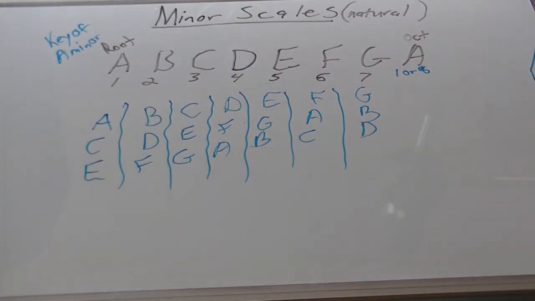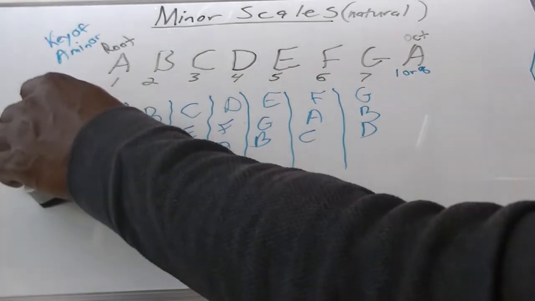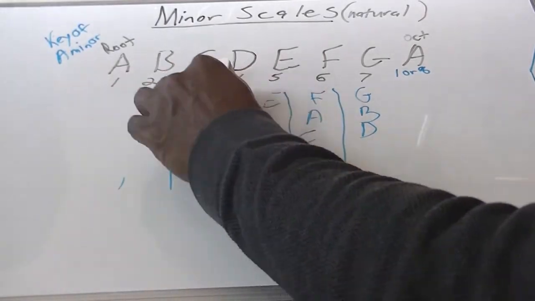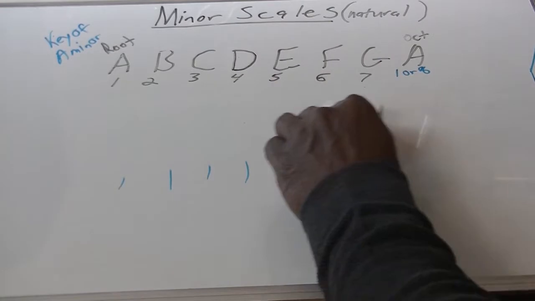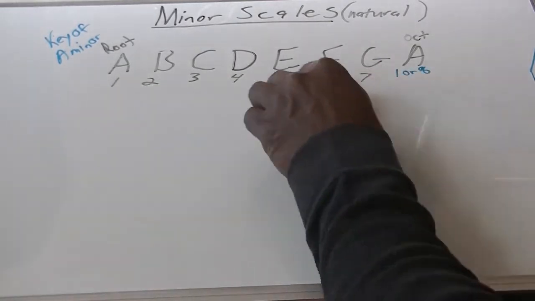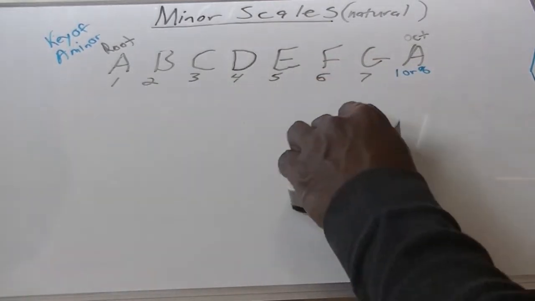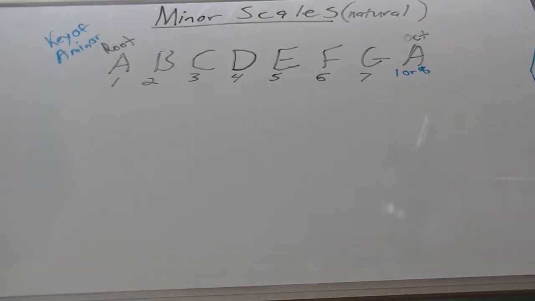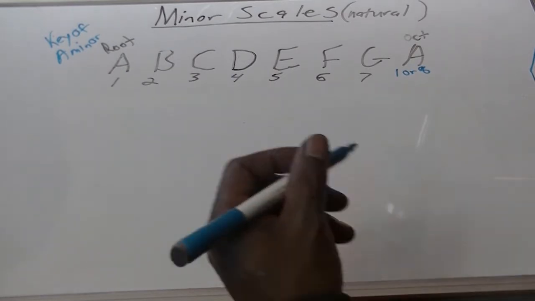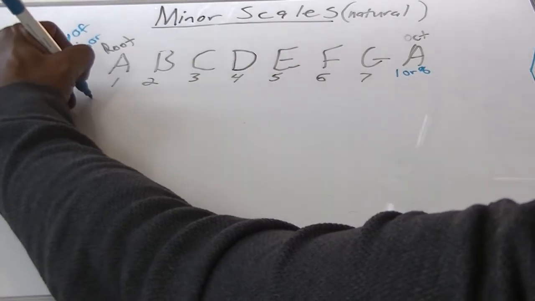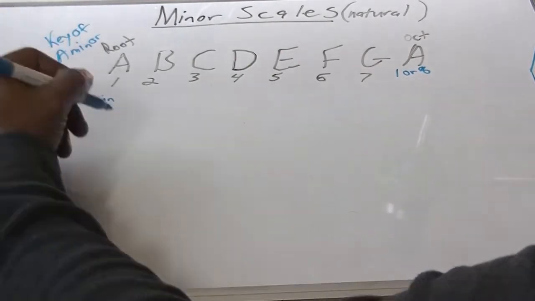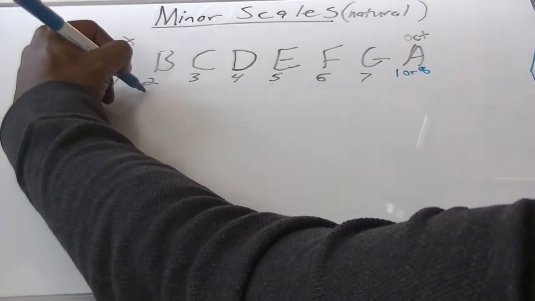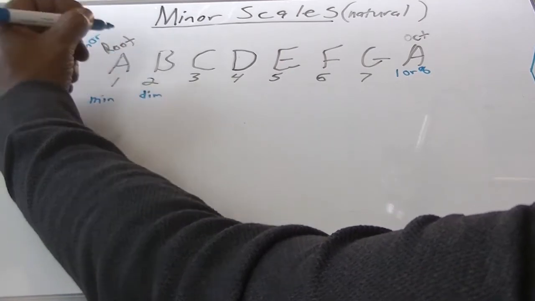And so anyway, I'm just gonna sort of erase this out of here because I don't want to get too much stuff on the board. But as you can see, we can generate a series of 3-note chords from the notes of the scale. And the names of the chords: the A chord is A minor, and the B chord is B diminished.